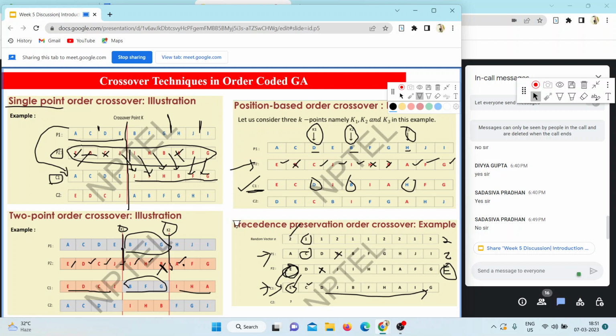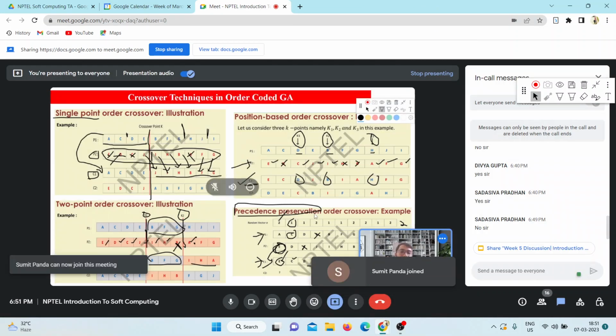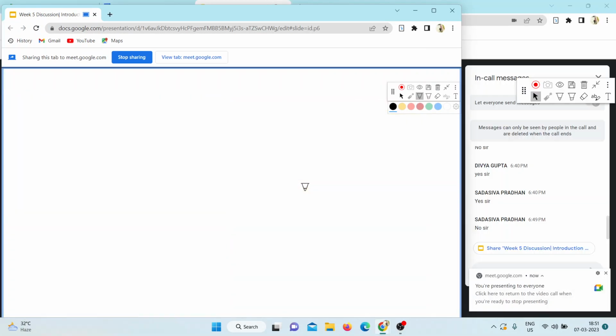So that is why it is named precedence preservation order crossover: if a bit is selected, it is preserved, and even if your mask is telling you to select a bit from parent 2, you cannot, because you already have this bit in your children's string. Okay? Is this clear? Okay, sir. Okay.